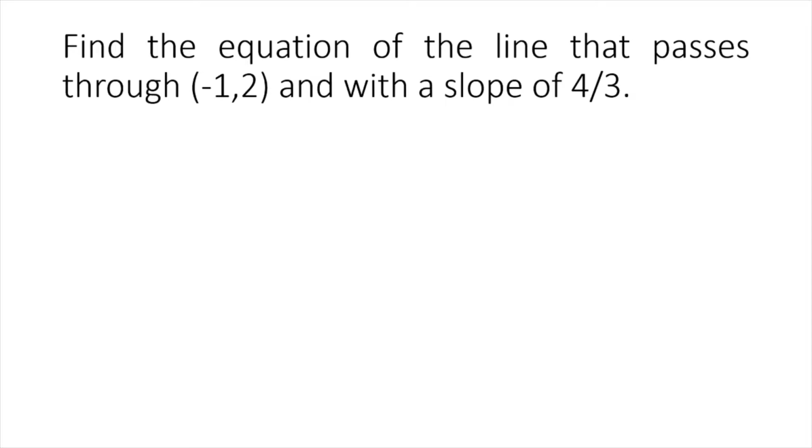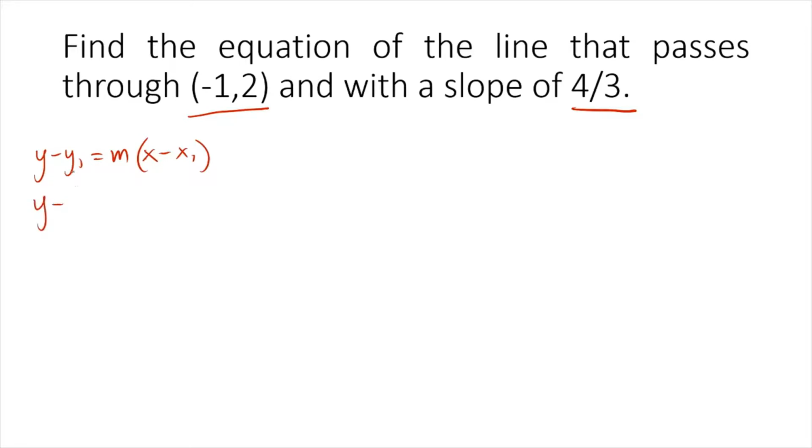Okay, so let us now solve some problems. Problem number 1: find the equation of the line that passes through (-1, 2) and with a slope of 4/3. Alright, so we are given a point and the slope. In that case, we can use the point-slope form of the equation, which is y minus y sub 1 equals m, the slope, times the quantity x minus x sub 1. So let's plug in the values.